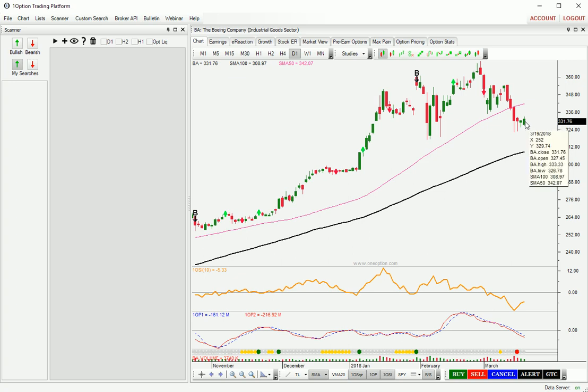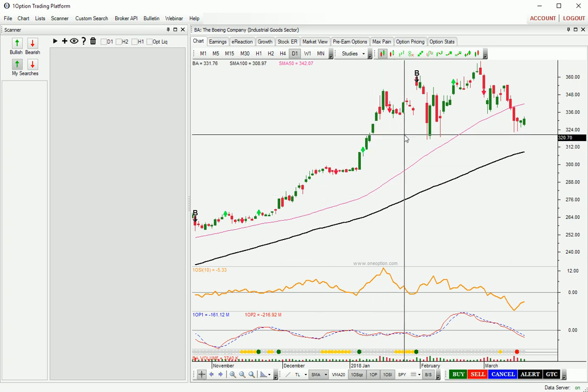And that is usually a sign that this stock is going to move higher. And look what we have here, a nice horizontal support level right there.